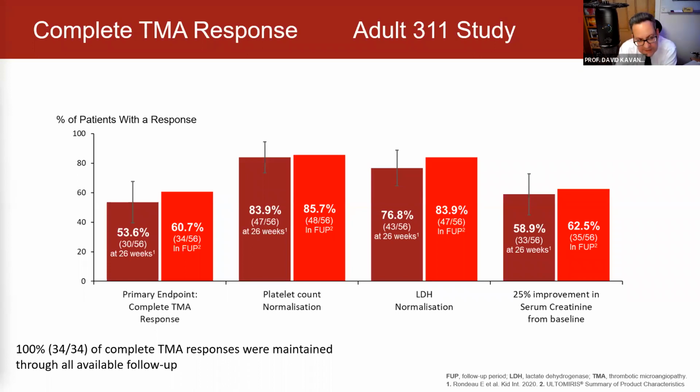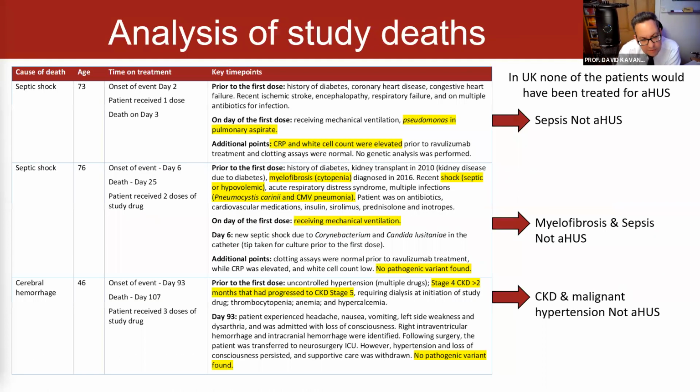However, that didn't look like wonderful data, especially when you consider that in the trial 3 patients died, and of all the trials with eculizumab in aHUS, nobody had died. So this was a bit of a concern. However, I think it's worth going into this in great detail, because when you look at the patients, it becomes clear that these patients probably didn't have aHUS.